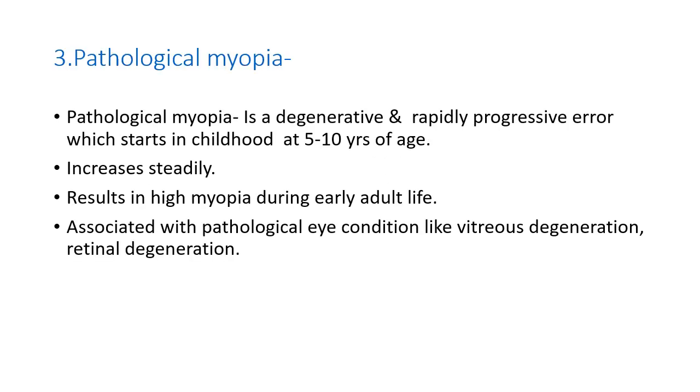Then pathological myopia. This has been covered by Dr. Rajesh sir, our HOD. High myopia they have covered, but just to have a few lines. Pathological myopia is a degenerative and rapidly progressive error which starts in childhood at 5 to 10 years, increases steadily, results in high myopia during early adult life, associated with pathological eye conditions like vitreous degeneration and retinal degeneration.